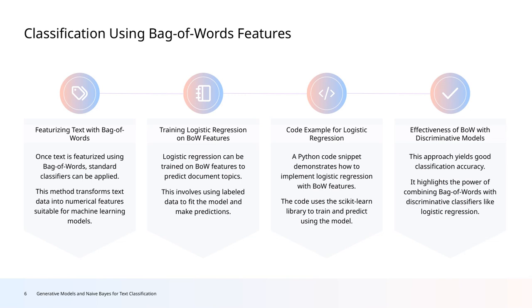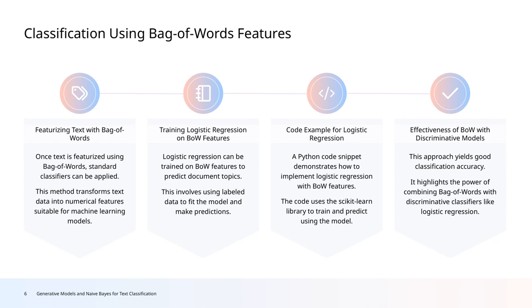This approach tends to give us quite good classification accuracy, which is encouraging. It really shows the power of combining bag of words with discriminative classifiers like logistic regression. When we use these together, we're able to effectively distinguish between different text categories.